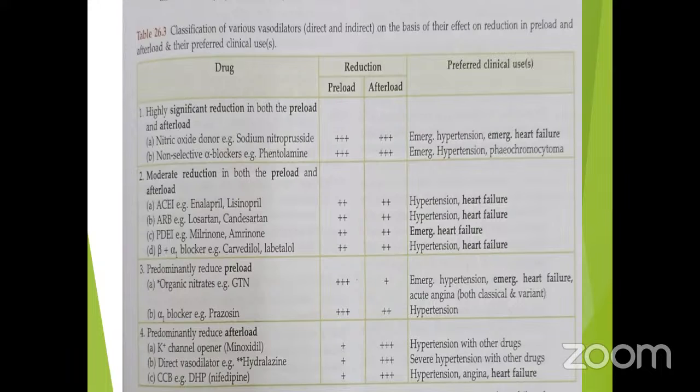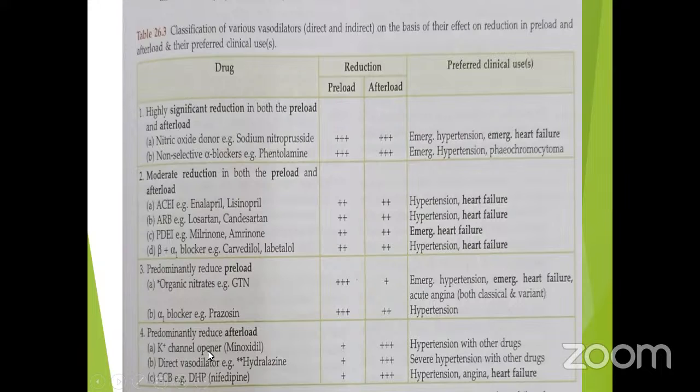As GTN, we use it sublingually, and as nitroglycerin IV, we use it in emergency heart failure. In angina, we use it as GTN sublingually. In hypertension, as a last drug of choice, we use it only in emergency hypertension and emergency heart failure as IV nitroglycerin. Then, predominantly reducing afterload, as I told you, are minoxidil, hydralazine, and nifedipine.